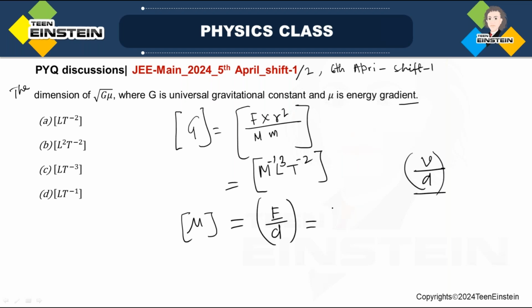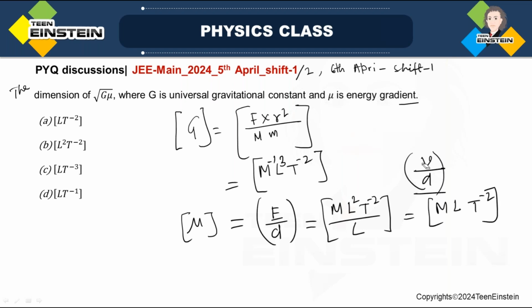Now energy, I know this is force into displacement, so M L T to the power minus 2, and displacement, so into L, that will give you M L square T to the power minus 2. And here in the down you have another distance, L, so ultimately what we get here is M L T to the power minus 2.